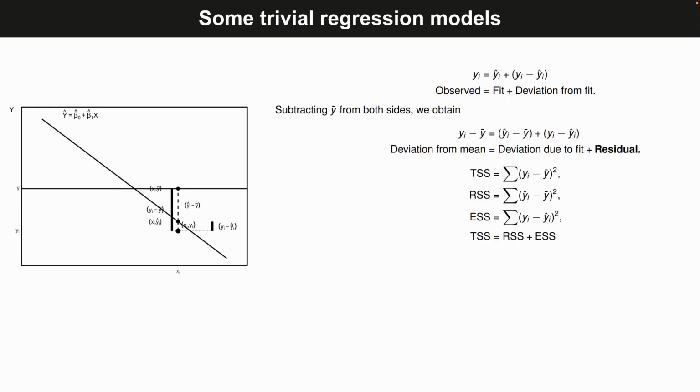How much does the predicted value differ from the expected value of y? That's your ESS. And overall, you can write this equation as TSS is RSS plus ESS. The reason we are writing this is because we want a measure of how good my model is, right? So a good model ideally should have minimal residual sum of squares. If it's a perfect model, you will see that to be 0.